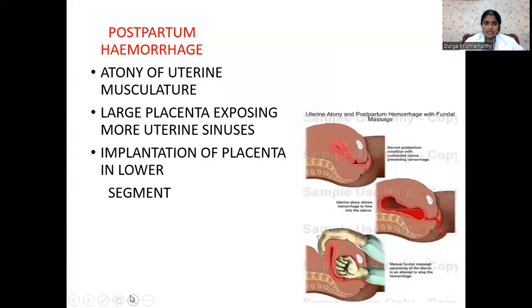There is increased incidence of postpartum hemorrhage because of the atony of the uterine musculature, very common because of the enlarged and overdistended uterus, large placenta exposing more uterine sinuses, and implantation of placenta in the lower segment. All these are causes of postpartum hemorrhage.